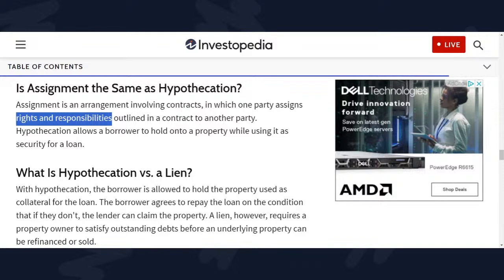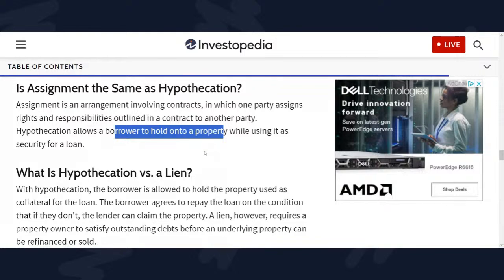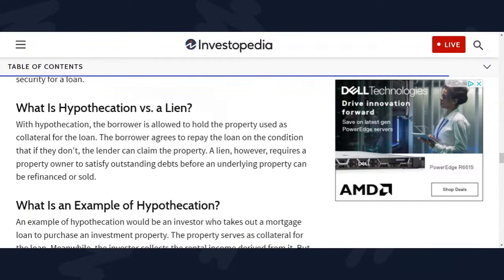Outlined in a contract to another party, hypothecation allows a borrower to hold on to property while using it as security for a loan. What is hypothecation versus a lien? Hypothecation, the borrower is allowed to hold the property used as collateral for the loan. The borrower agrees to repay the loan on the condition that if they don't, the lender can claim the property.